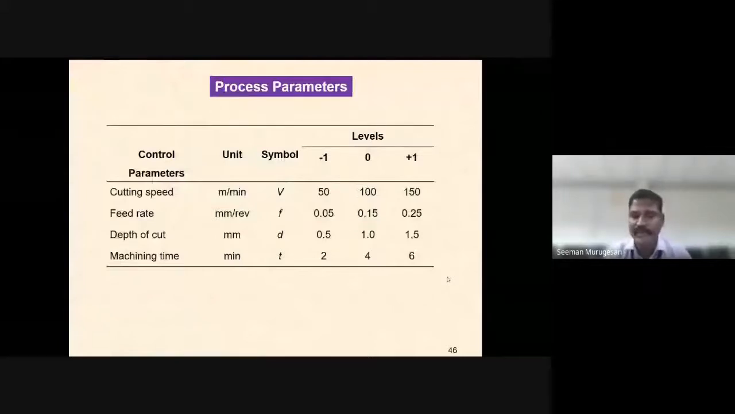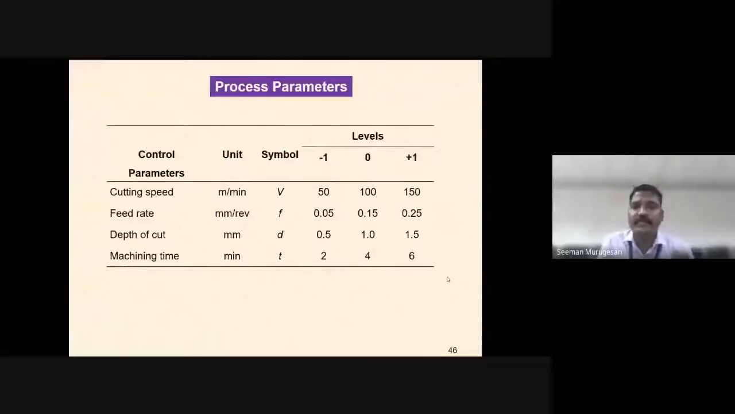The process parameters used for the machining operation are cutting speed, feed rate, depth of cut, and machining time. An L9 orthogonal array will be used for conducting this experiment. The range of cutting parameters: cutting speed 50 to 150, feed rate 0.05 to 0.25, depth of cut 0.5 to 1.5. In this study, I also consider the machining time.